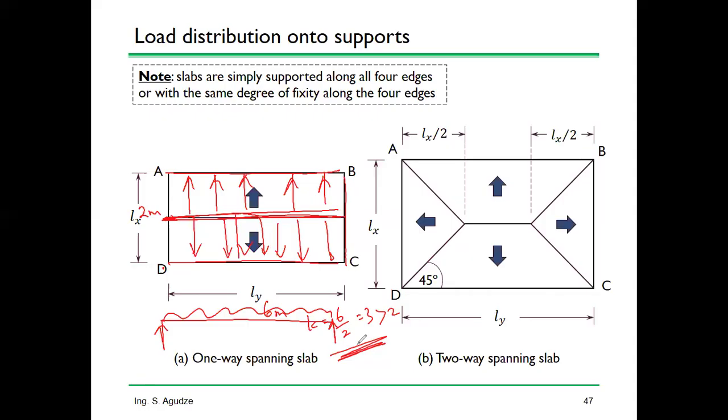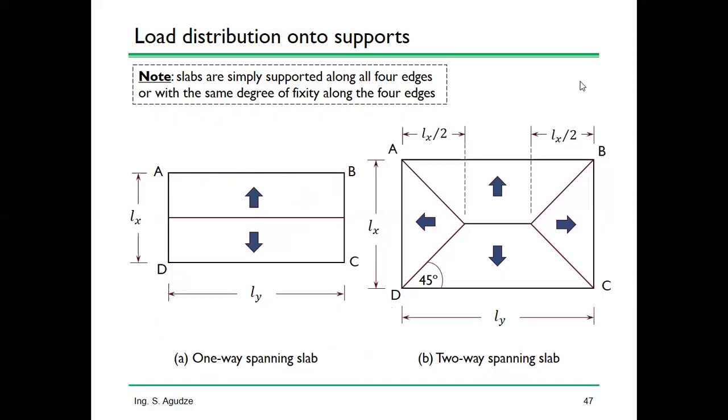Okay, I think everything is fine with that. Good. Now let me go on to what we do if it is a two-way slab. Here, LX is always the shorter side and LY is the longer side. If it's a two-way slab, once again, the shorter side is divided into 2 like this.